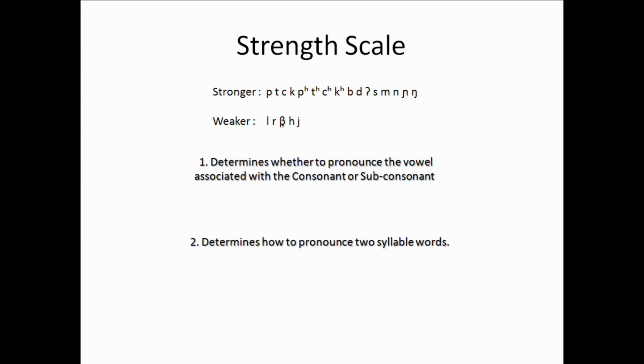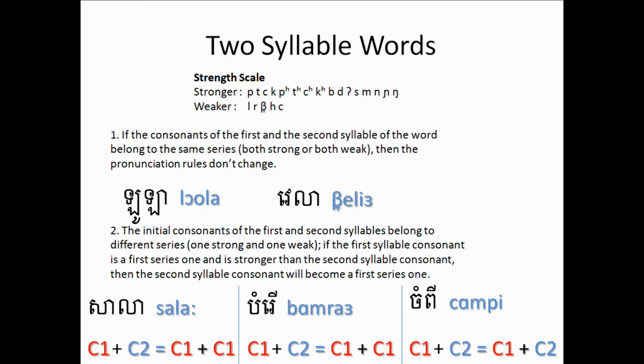Number two, the strength scale is also used to determine how to pronounce two-syllable words. Alright, so let's take a closer look at that. So using the strength scale for two-syllable words, starting off with the consonants of the first and second syllable of the word belong to the same series, so both of them are first series, or both are second series, both are strong and weak, then the pronunciation rules don't change. So what this basically means is that then you do not need to use the strength chart itself. You can just use the simple vowel chart that was provided in lesson 1, and then you're okay.